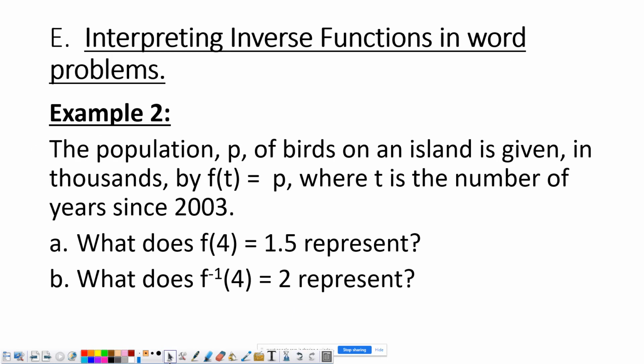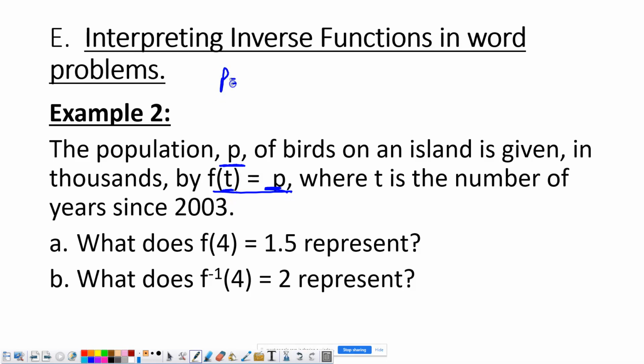Okay? So, example 2. The population, which is going to be represented by the letter P here, the population of birds on an island is given in thousands by this function here, where T is the number of years. So P represents the population of birds and T represents years.